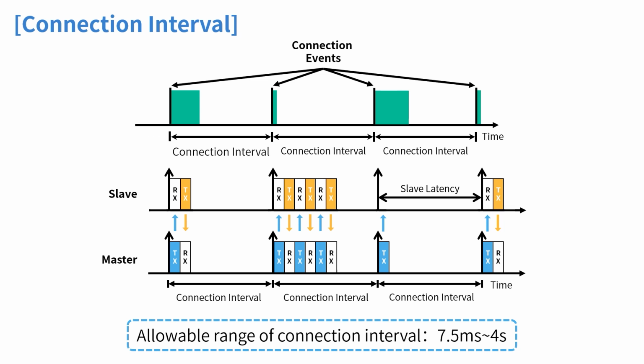BLE can save power because of the existence of connection intervals, and the allowable range of intervals here is 7.5 milliseconds to 4 seconds. That is to say, BLE can communicate up to 4 seconds once, and the longest time for each communication is only a few milliseconds, and the rest of the time is running at extremely low power consumption. So this is why some BLE devices can work for 1 to 2 years with button batteries.